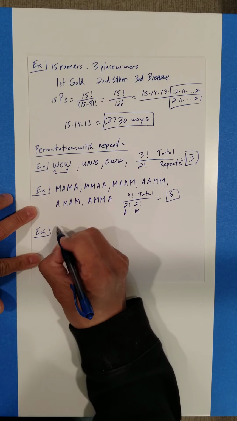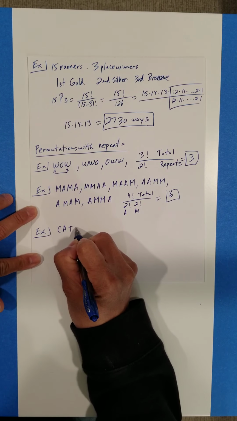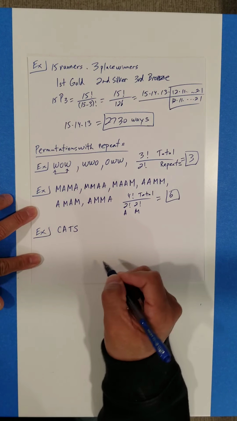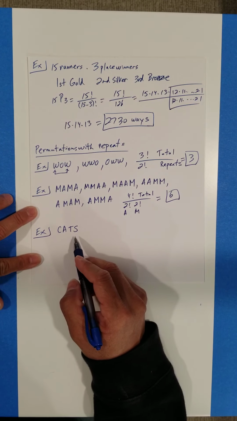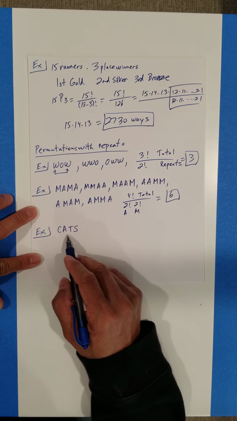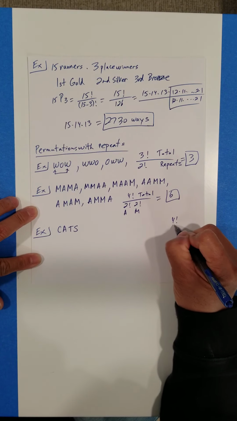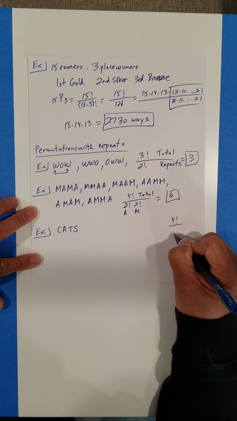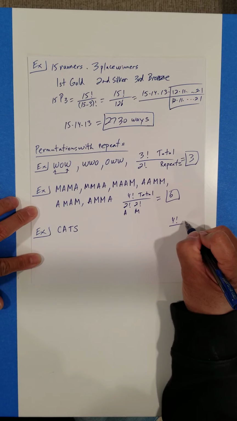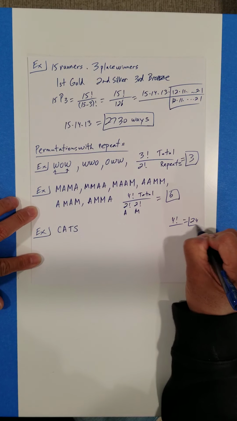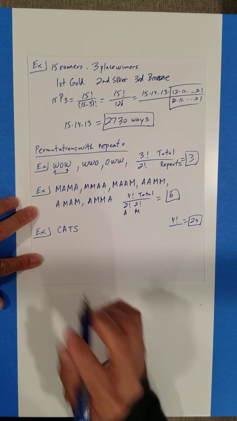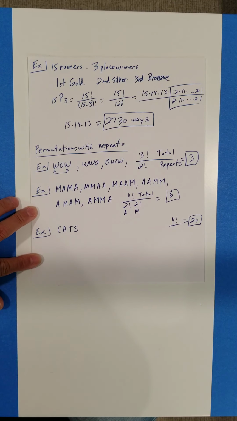If I have the word cats, how many ways can I rearrange the word cats? Well, if you notice, there's no repeats at all. So it'll be 4 factorial. And on the bottom, I don't put anything because there's no repeats. So 4 factorial, that's my answer, 24. There's 24 ways I can rearrange the word cats.